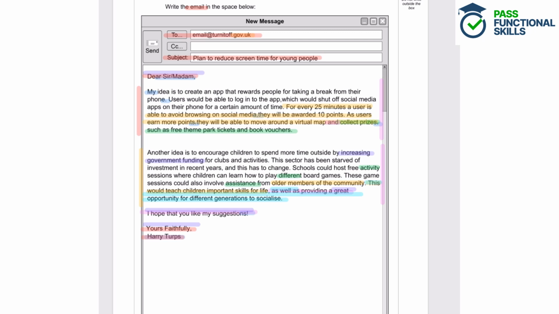So now that you've had a look at this answer, have a go at writing your own answer using this for inspiration, and then have another check of the marking criteria and see if you've met every single point there.